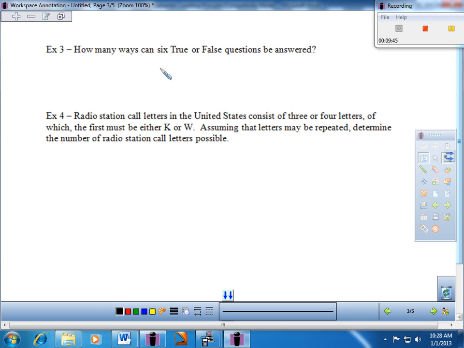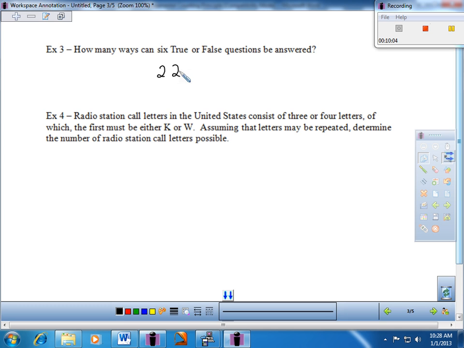And it's either going to be true or it's going to be false. So for the first question, there are 2 possibilities. Okay, now what's your next task? Well, your next task is to answer the second question. And how many possibilities are there for the second question? There are 2 possibilities for the second question.